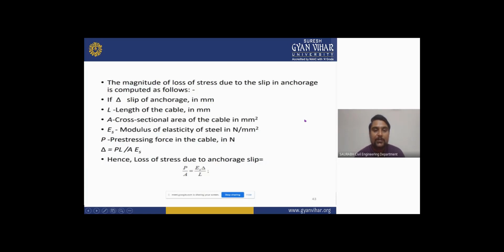If delta is the slip of anchorage in mm, L the length of cable in mm, A the cross-sectional area of the cable in mm squared, Es the modulus of elasticity in Newton per mm square, and P the pre-stressing force in the cable in Newton, then we can write the elongation delta as PL upon AEs. Hence the loss in pre-stress due to anchorage slip will be P upon A equal to Es delta upon L.